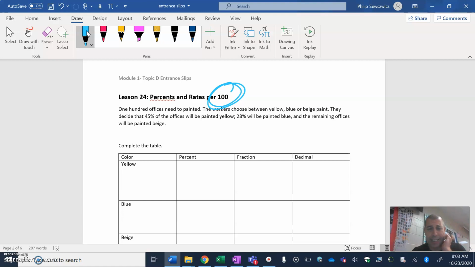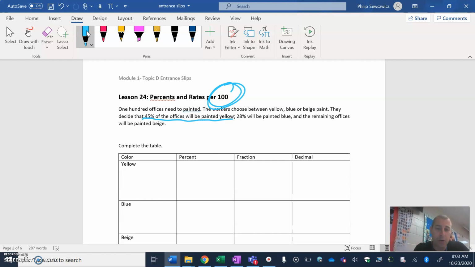So let's get into it. See what we got here. We got 100 offices that need to be painted. The workers choose between yellow, blue, or beige paint. Beige, kind of like a light brown. The classroom walls are a lighter shade of beige. Anyway, look for it next time. They decide that 45% of the offices will be painted yellow, 28% will be painted blue, and the remaining offices will be painted beige.